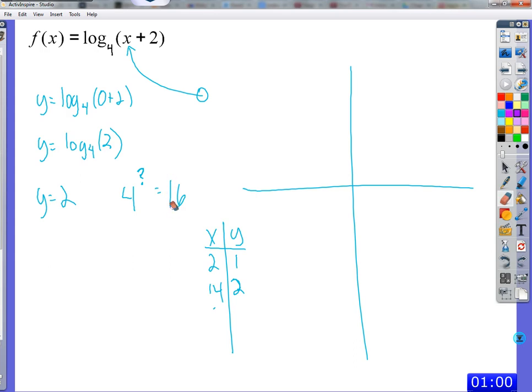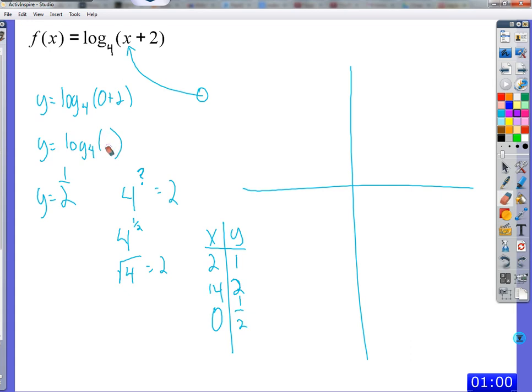So what's log base 4 of 2, meaning 4 to something is 2. What power would you use? 4 to the what is 2? 1/2. Remember, 4 to the 1/2 just means the square root of 4, which is 2. So this should be 1/2. If you put in 0, 0 plus 2 is 2, log base 4 of 2 is 1/2. It's the 4 to the 1/2, the square root of 4 is 2. Okay. 2 is good. What else would be good in here?